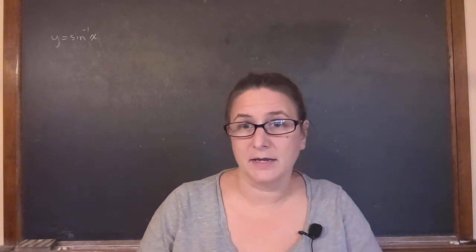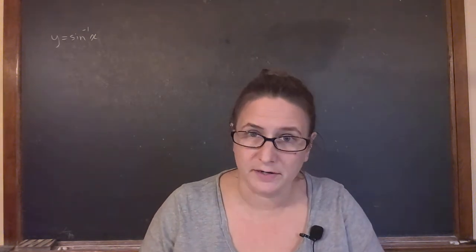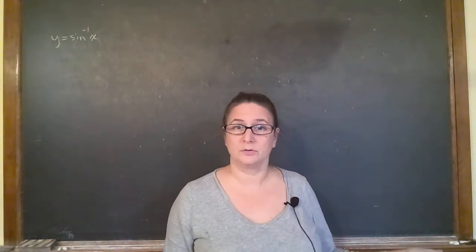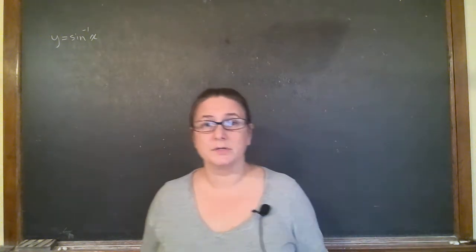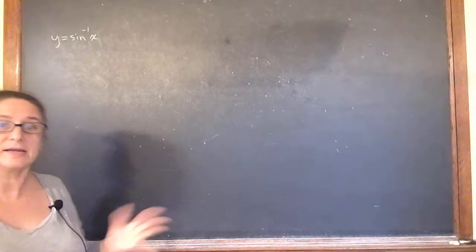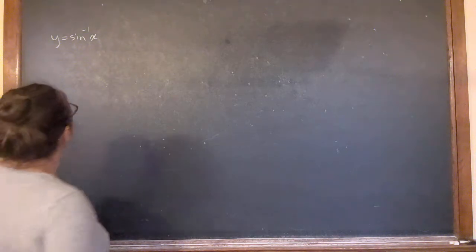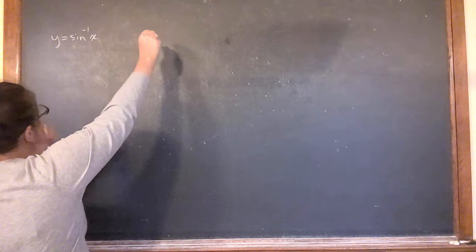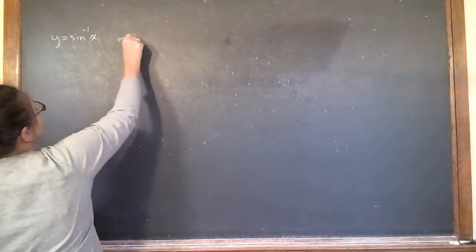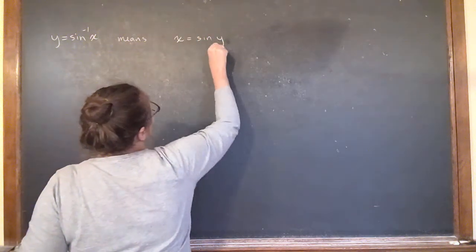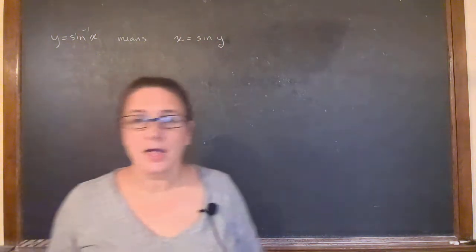Next, we're going to investigate the derivatives of the inverse trig functions. Very similarly to how we found the derivative of natural log, we're going to use implicit differentiation to find these derivatives for the inverse trig functions. So what does it mean for y to be inverse sine of x? It means x equals sine y. Fine. And we're going to do the same thing.